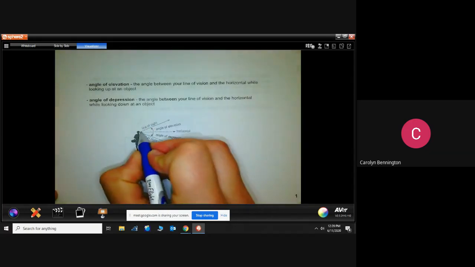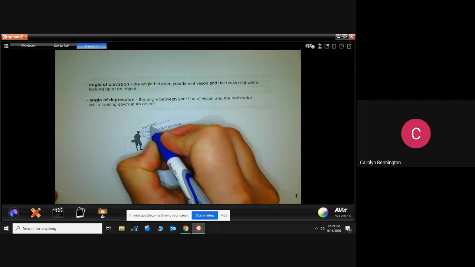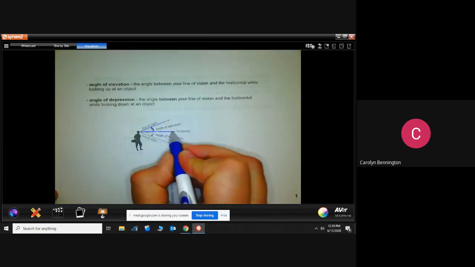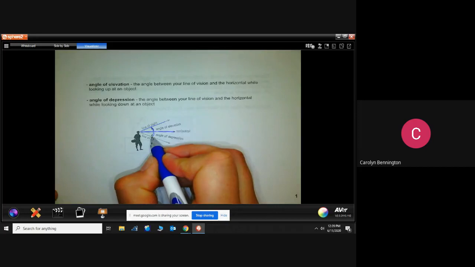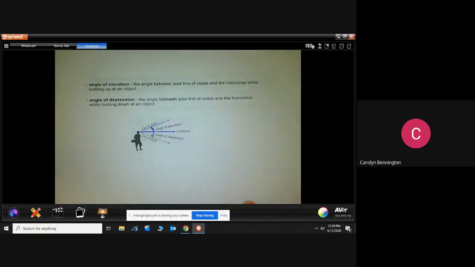So from your line of sight directly out and then looking up towards something, that angle in there is the angle of elevation. The angle of depression is if you're looking straight out and then you look down at something, that angle is the angle of depression.